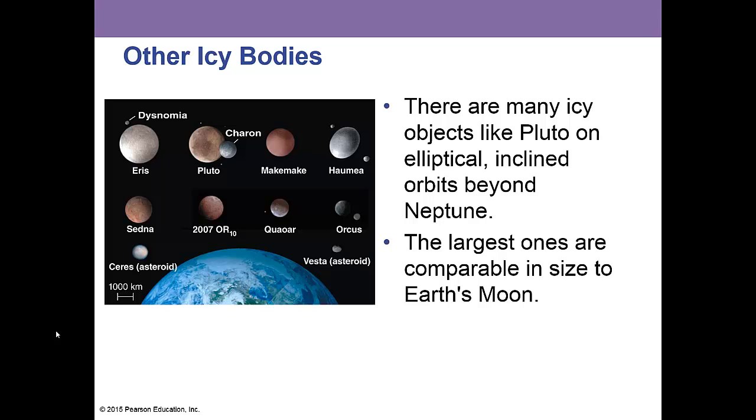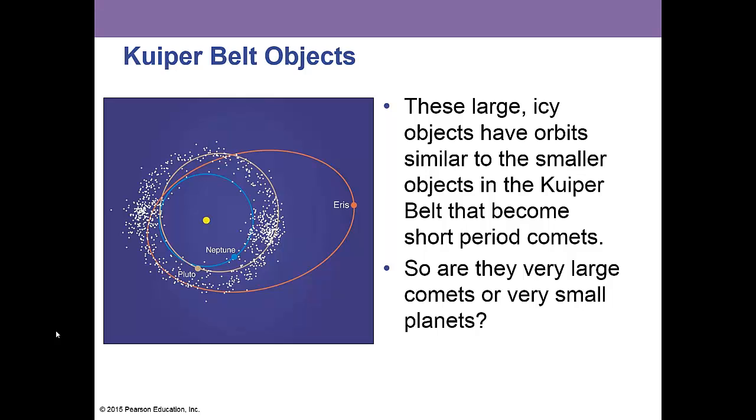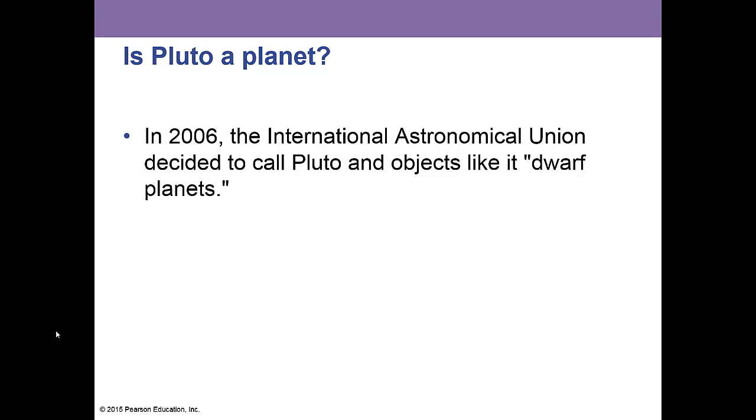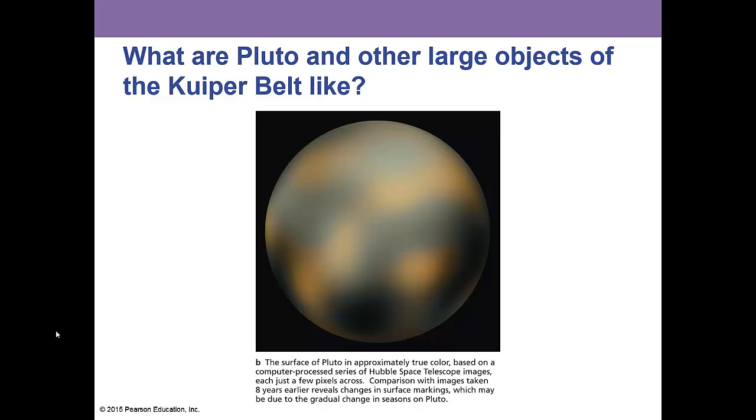There are many icy objects like Pluto on elliptical inclined orbits beyond Neptune. The largest one of these is comparable in size to the Earth's moon. So, are these very large comets or very small planets? Well, in a very controversial move in 2006, the International Astronomical Union decided to call Pluto and objects like it dwarf planets.